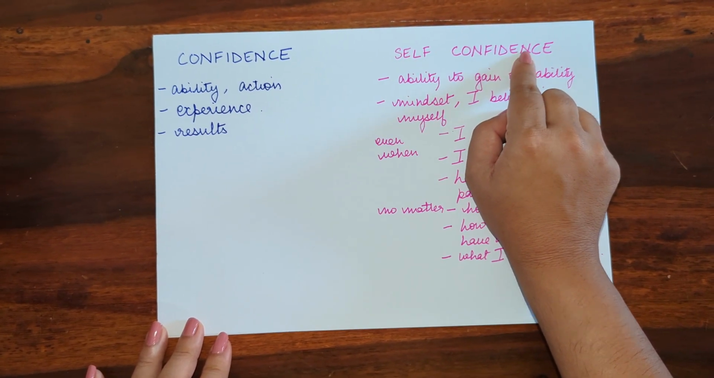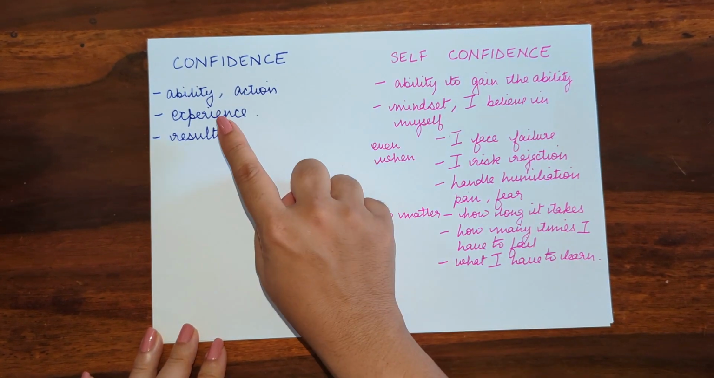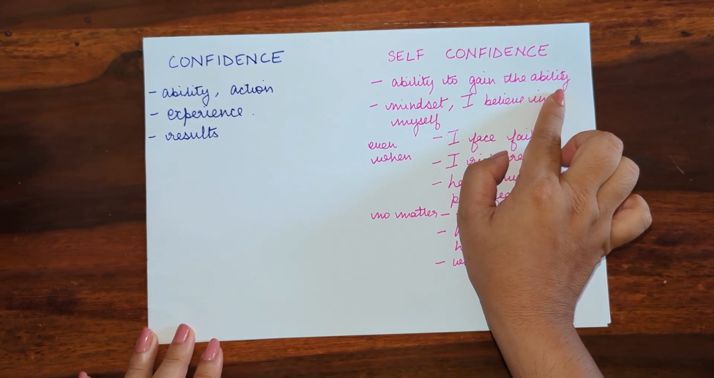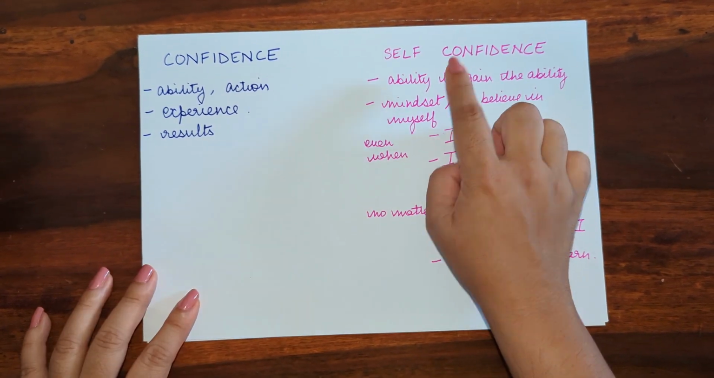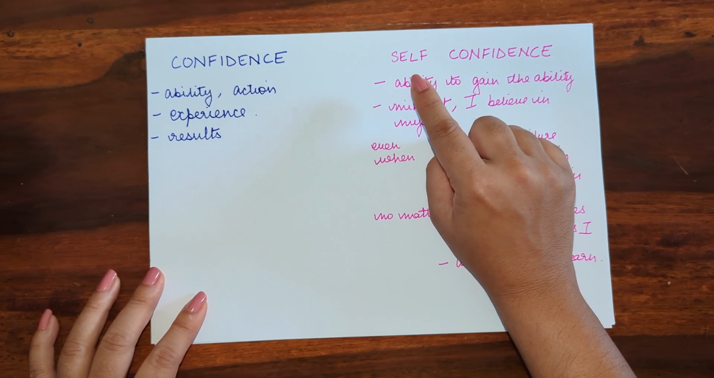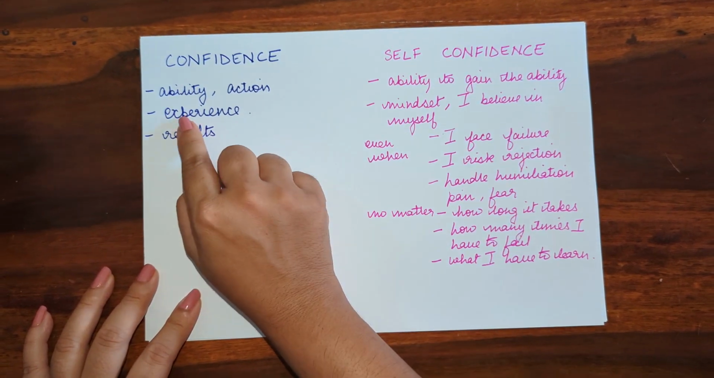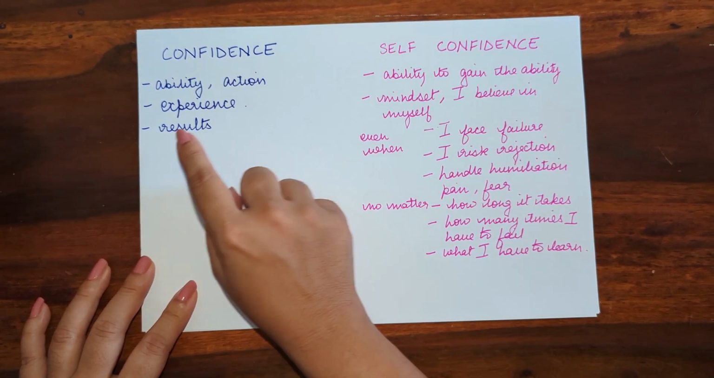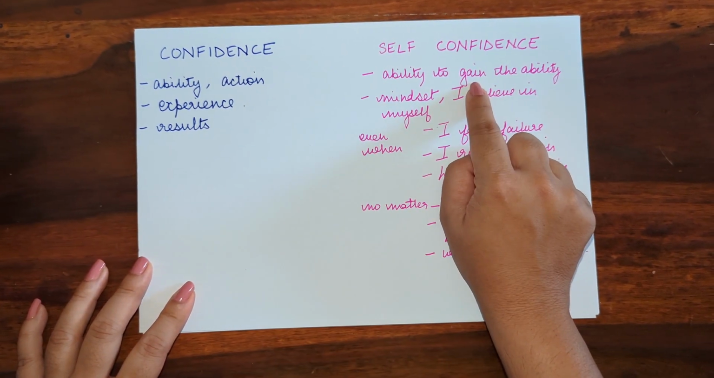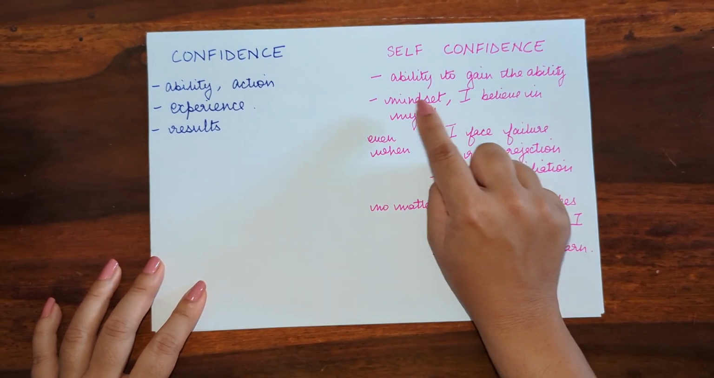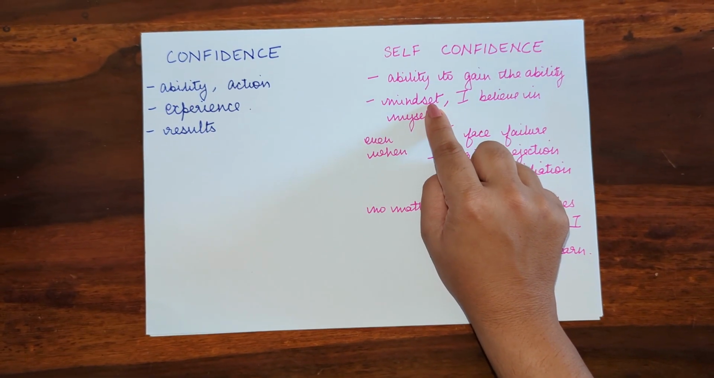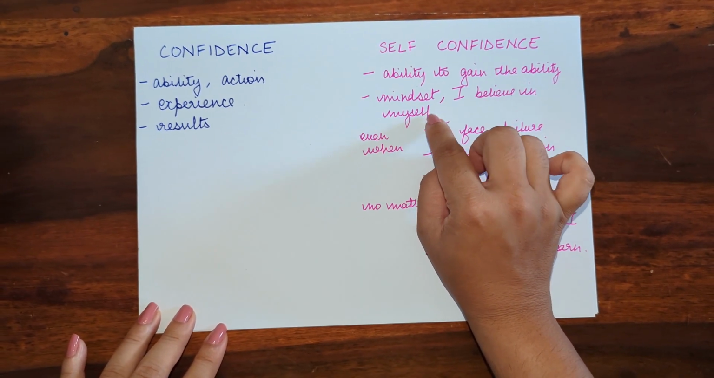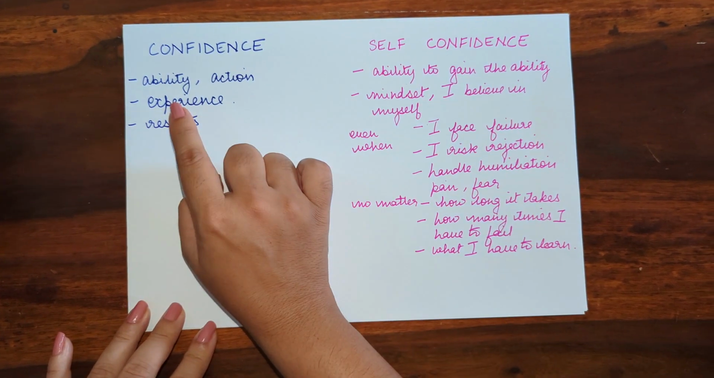In self-confidence, it is not your confidence in your ability, but it is your confidence in your ability to gain the ability. Meaning, you are confident in yourself, in your ability to gain the experience, to gain the results. You have not yet got the results or the experience, but you are confident in your ability to gain it. So it's more of a mindset work, and I believe in myself, in my ability to gain the ability.